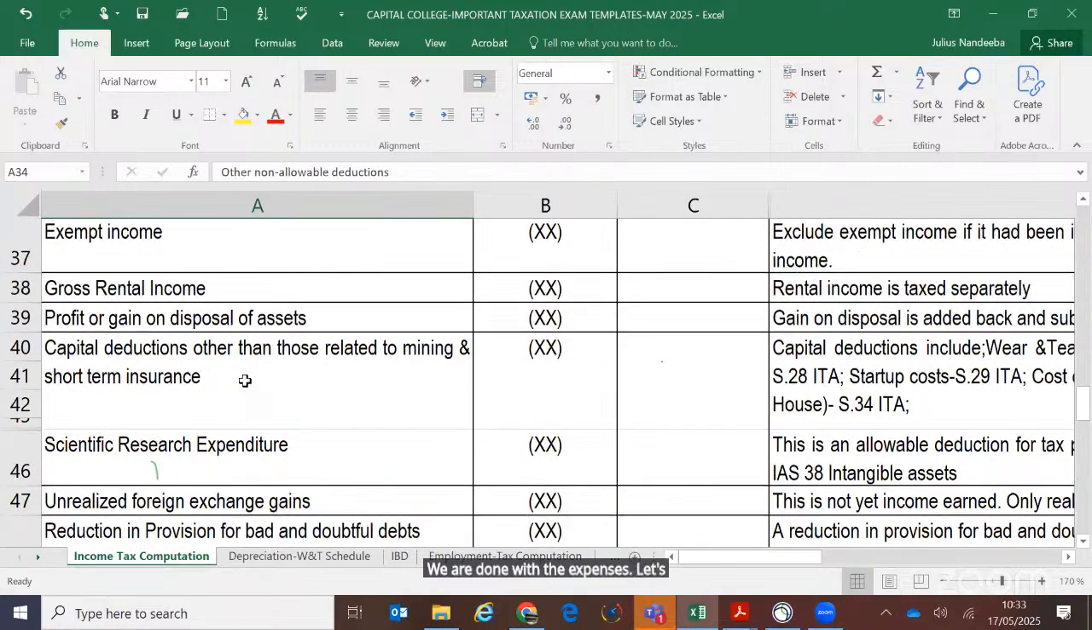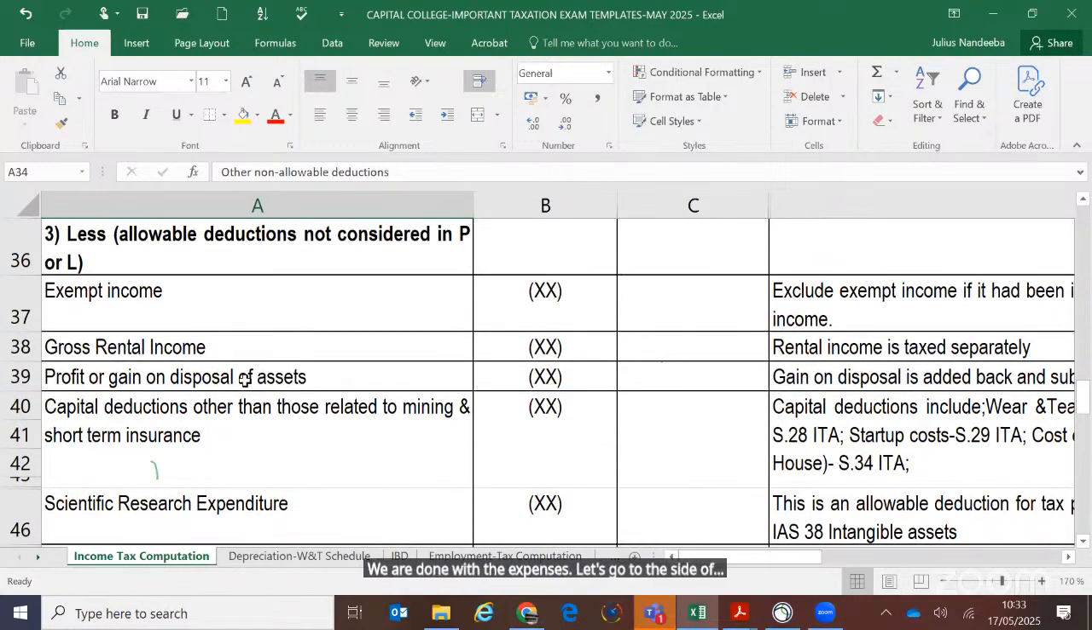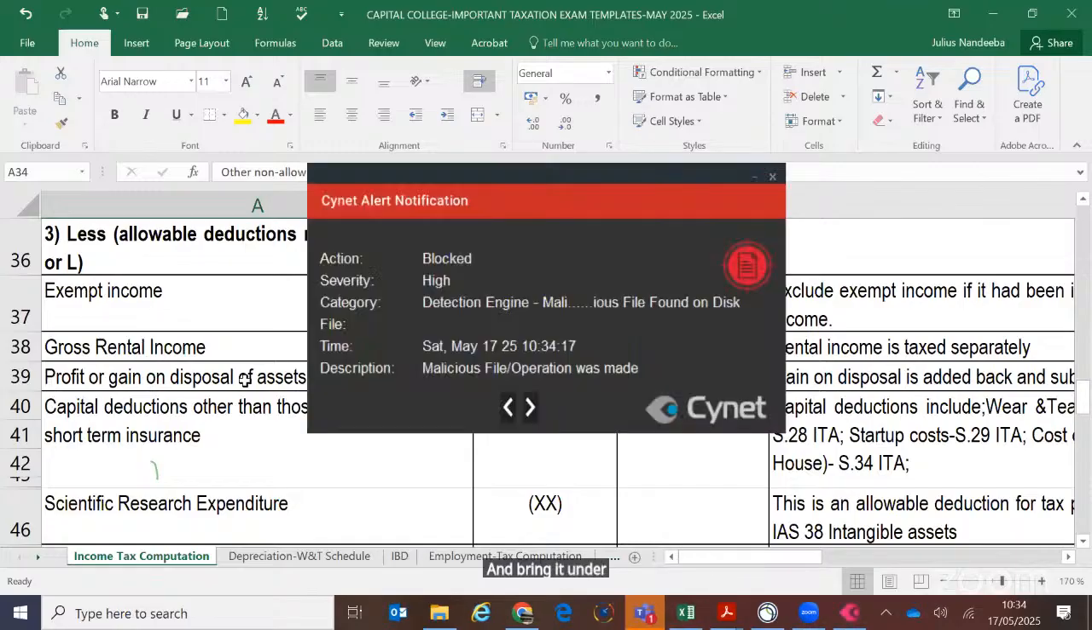Let's go to the side of less allowables. In the less allowables, ladies and gentlemen, do not pick an item from the POL in form of an expense and bring it under less allowables. Do not pick an item under expenses in the POL and bring it under less allowables. I hope that is loud and clear.